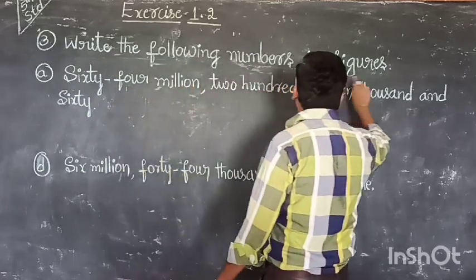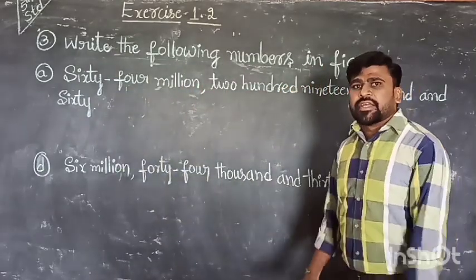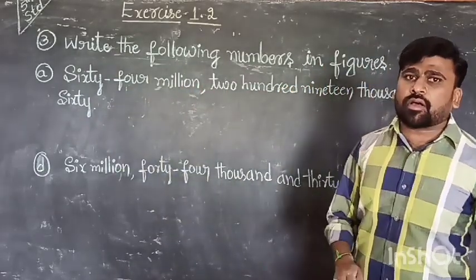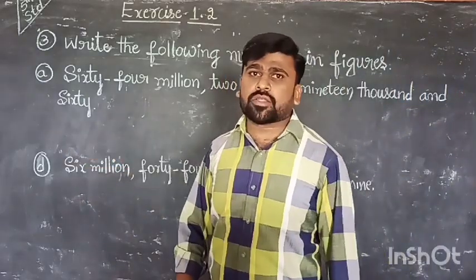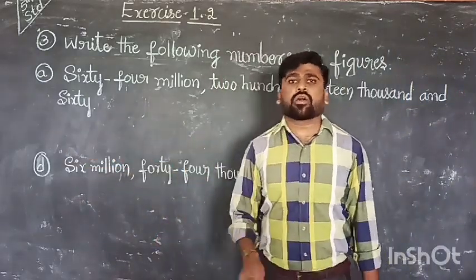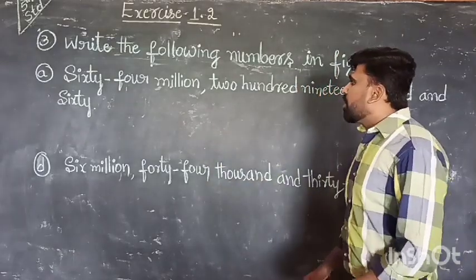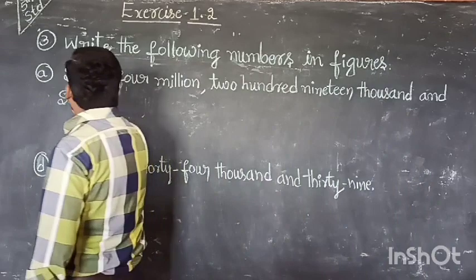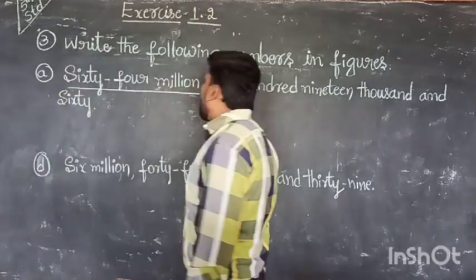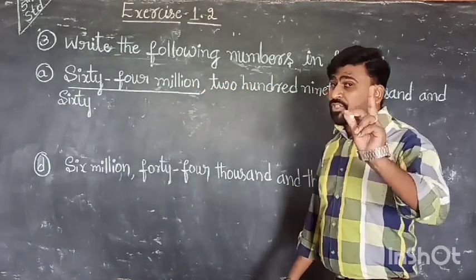Write the following numbers in figures. In reverse, in the second main they gave numbers that we had to write in words. Here they gave words and we have to write the number. Clear? Write the number. The first group, this is the first group, 64 million. First group, clear?